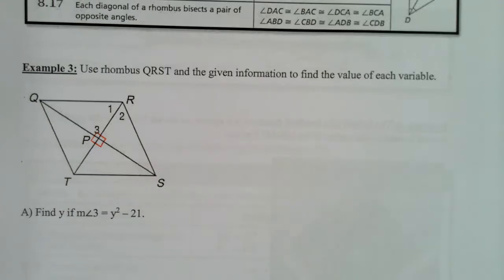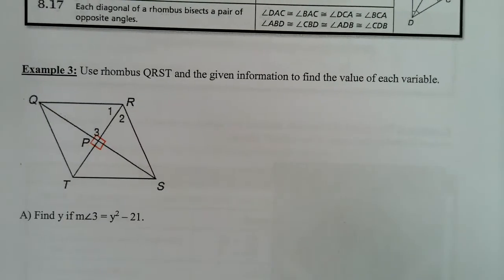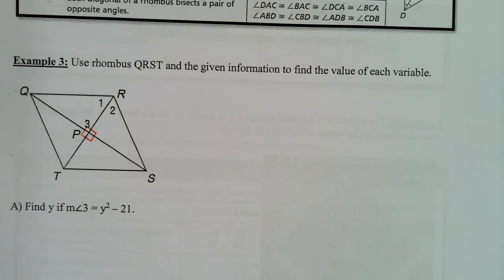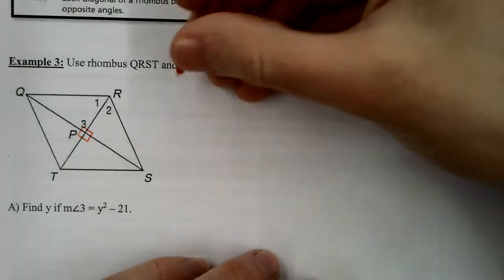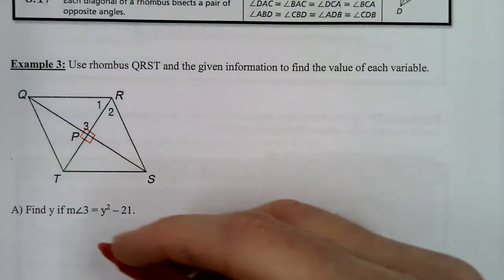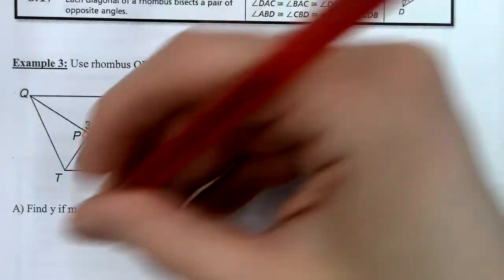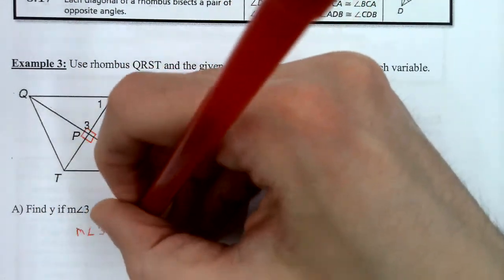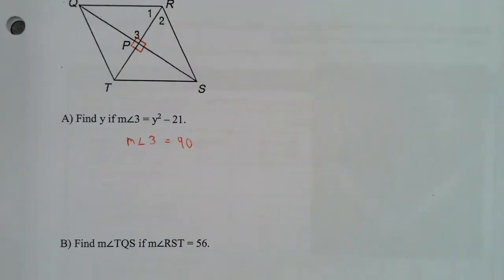We have four right angles in the middle because the diagonals are perpendicular. So that means the measure of angle 3 equals 90 degrees. I'll put it like this. So it means that y squared minus 21 equals 90.